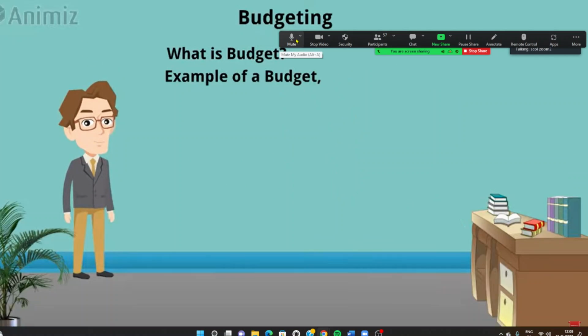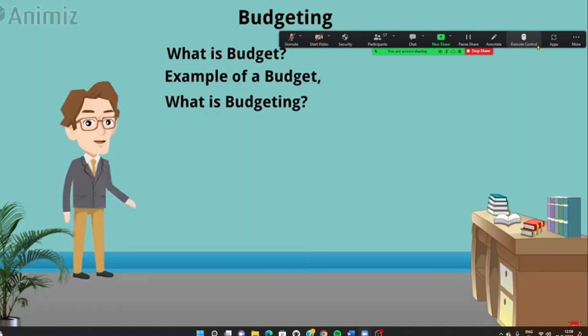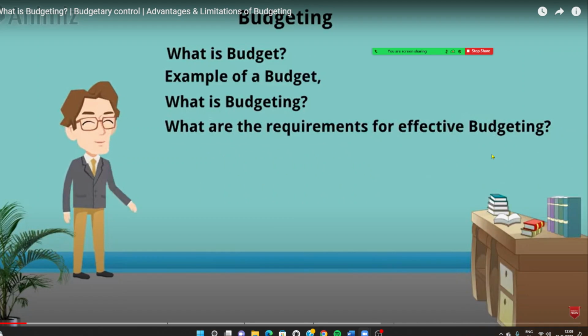Example of a budget. What is budgeting? What are the requirements for effective budgeting?